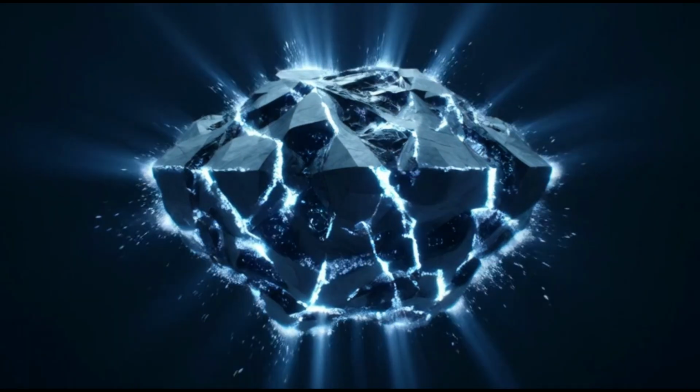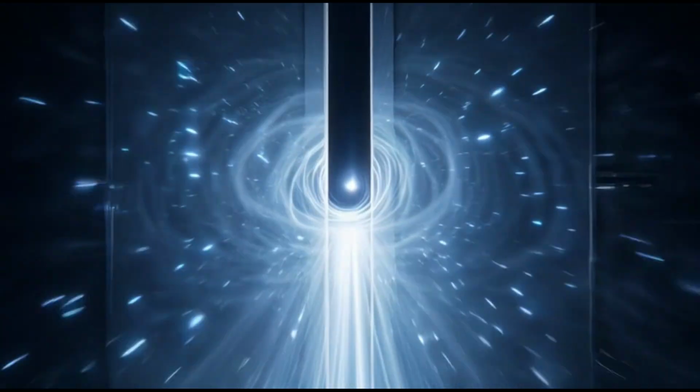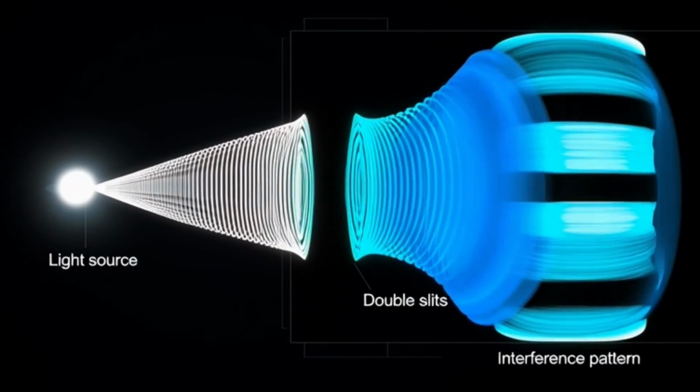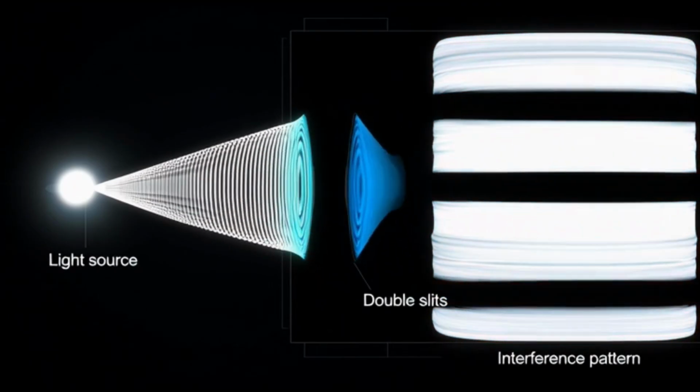Imagine we fire a single photon at a wall with two tiny slits. Now here's the weird part. If nobody is watching, like no measurement at all, that photon somehow behaves like a wave, and it goes through both slits at the same time. Yeah, both. And on the screen behind, you don't get two lines. You get this interference pattern, like ripples overlapping.